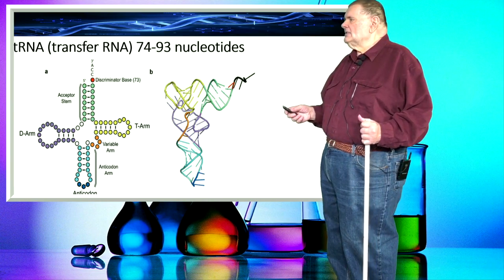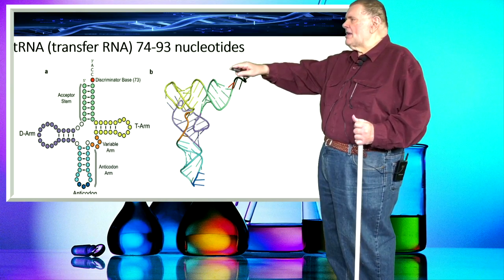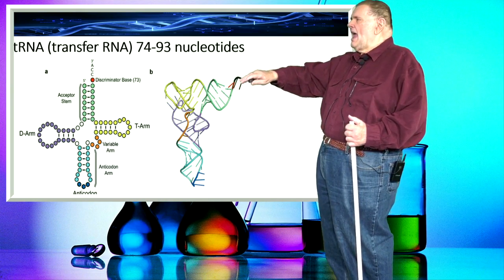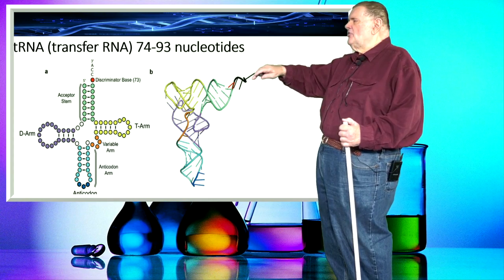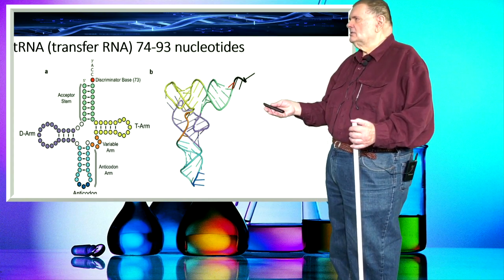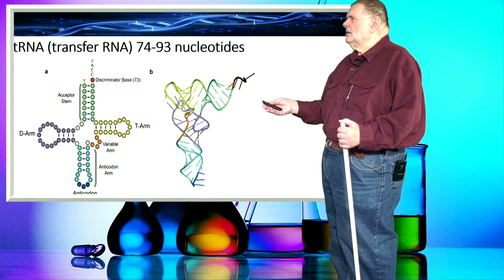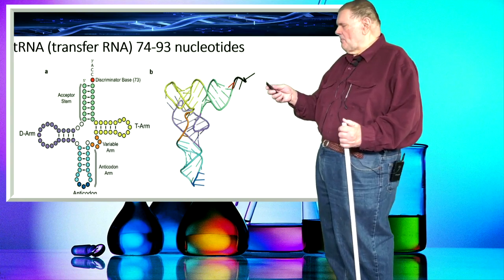Now, the anticodon at the bottom arm has to match up to the amino acids.